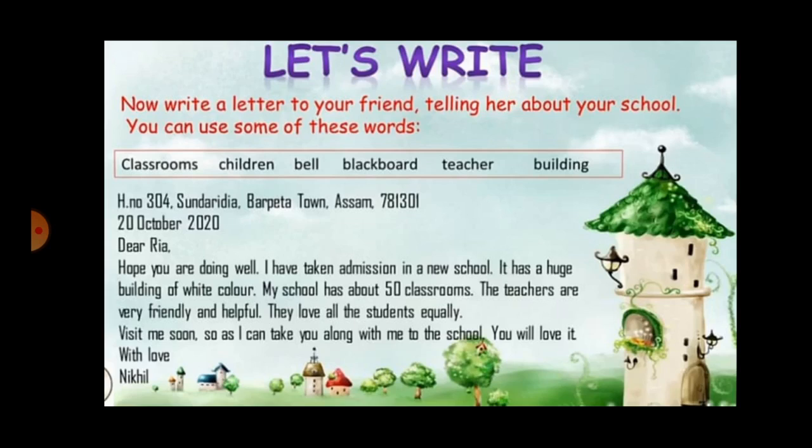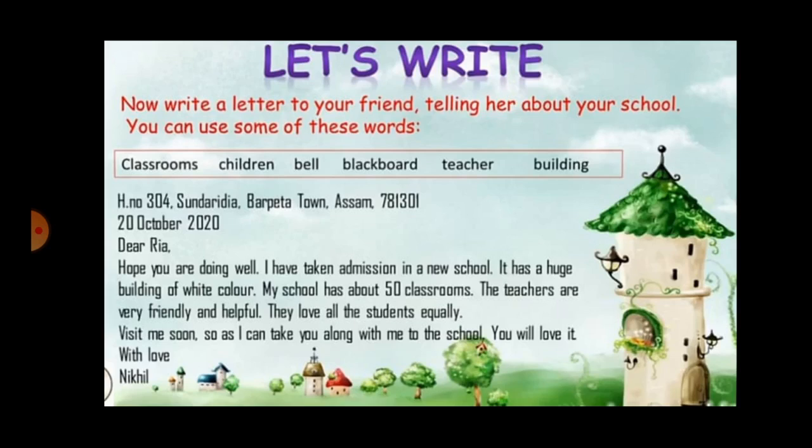So first you have to write the sender address. There you can write your own address. Then you have to write the date. Here you can write the date on which you are writing the letter. Next, in salutation, you have to write the name of your friend.